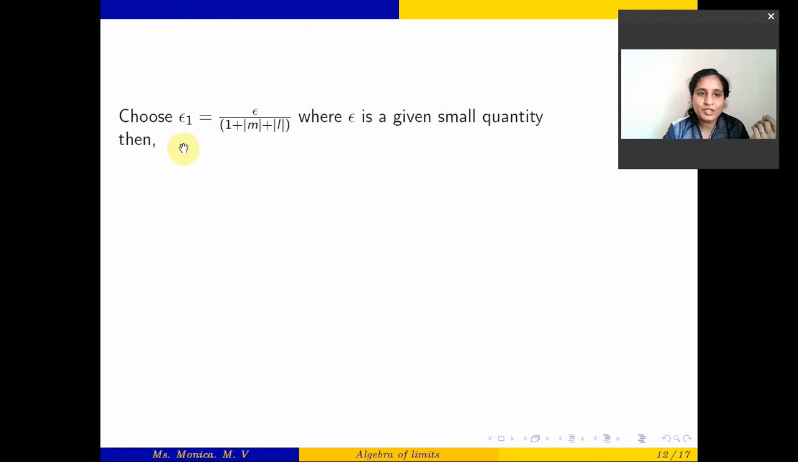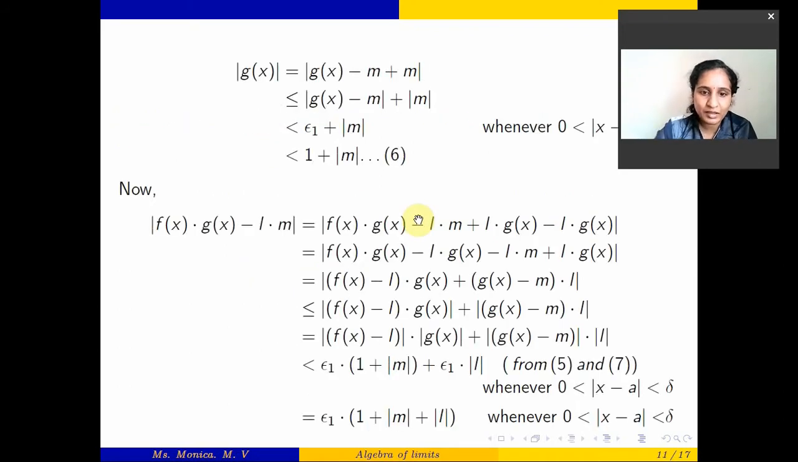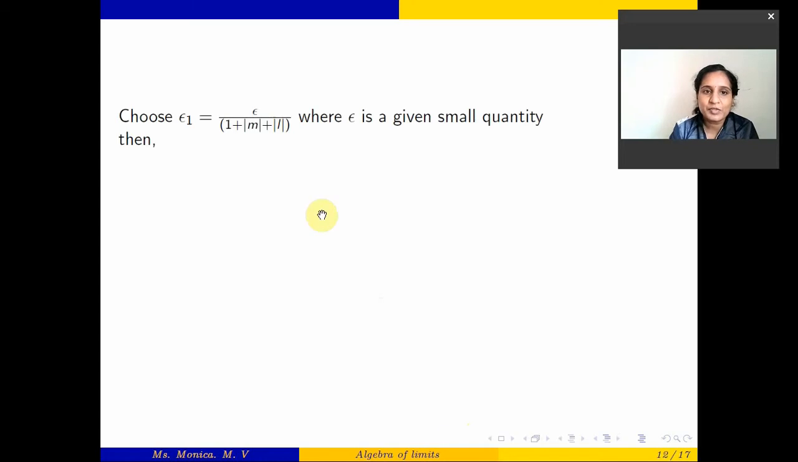I will choose epsilon 1 as a number, epsilon by 1 plus mod m plus mod L, where epsilon is some given small quantity. Because this is a number in between 0 and 1, this also will be a small quantity. Now what happens? I am giving a value for epsilon 1. What was epsilon 1? We will come back here. Epsilon 1, I am substituting, I am keeping this as it is. So we are substituting epsilon 1 as epsilon by 1 plus mod m plus mod L.